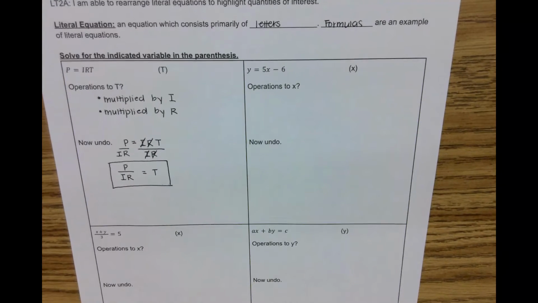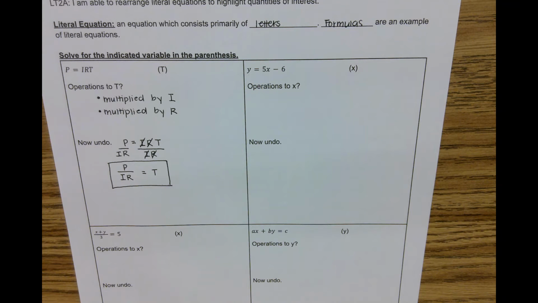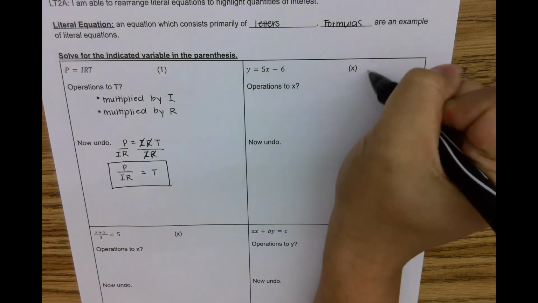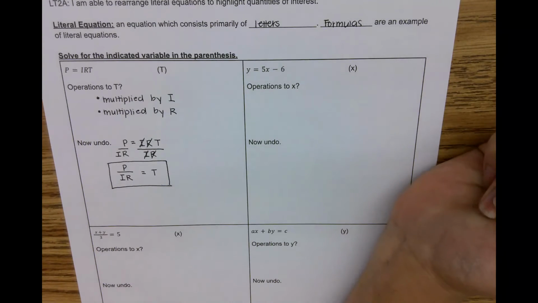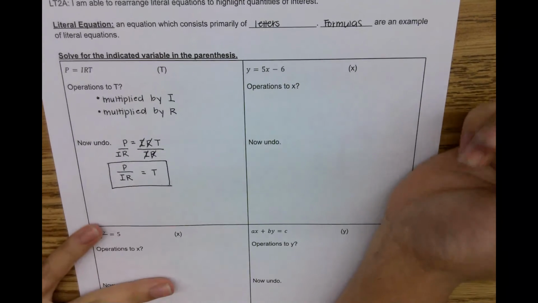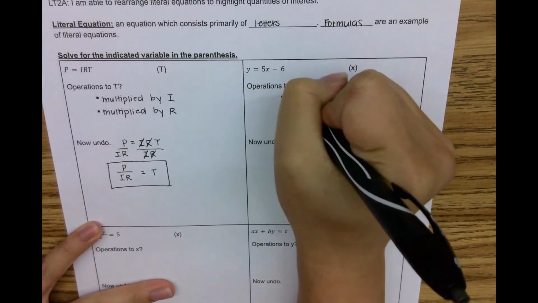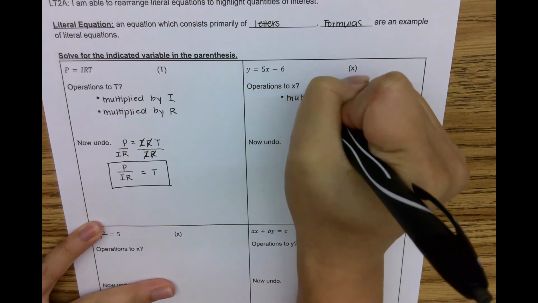So here's the next one. We have y equals 5x minus 6. We're going to learn about equations that are written in this form. This is the equation of a line. We technically saw things like this when we did graphing functions, with a table. This time we are solving for x. So we need to recognize what is happening to x. One thing I notice is that it is being multiplied by 5.